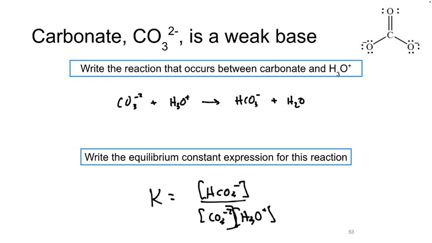If it's going to act as a base, what needs to happen to its structure? What was the definition of a base? Gain a hydrogen, which means when we draw out the product, we should see a hydrogen added to it. Why did the charge change? H plus was added. You're taking a -2 species and you're combining it with a positive species. Those charges should cancel and set you up with that negative charge.